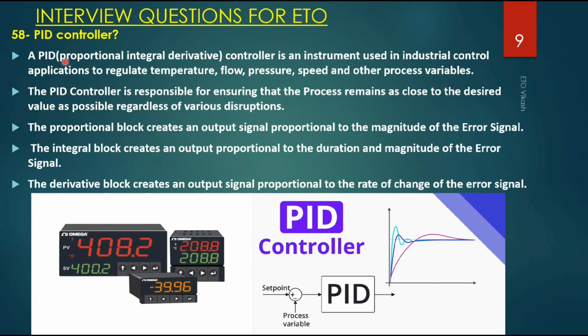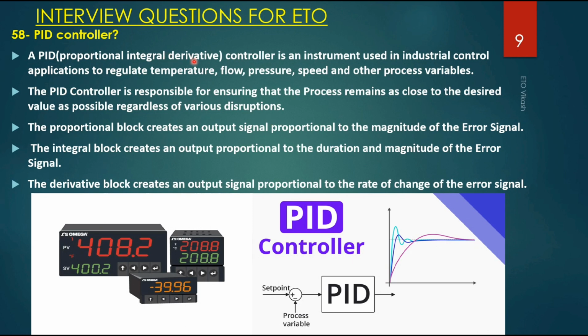Now our next question is PID controller. PID is the most important device for control systems. The PID, proportional integral derivative controller, is an instrument used in industrial control applications to regulate the temperature, flow, pressure, speed, and other process variables. A PID controller is responsible for ensuring the process remains as close as possible to the desired value, regardless of various disruptions.